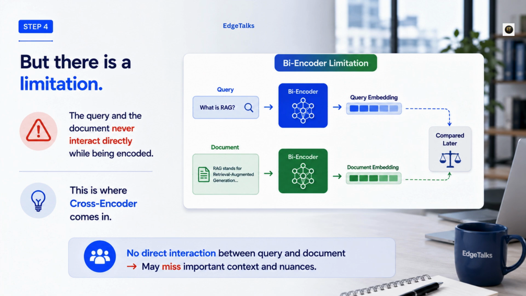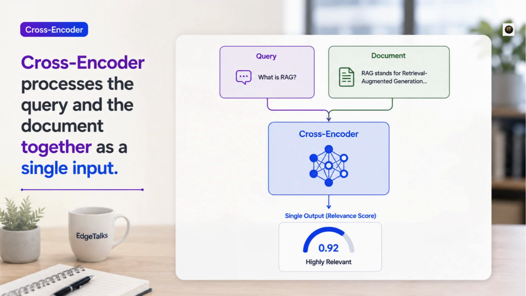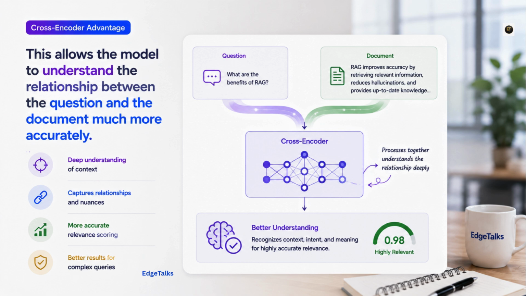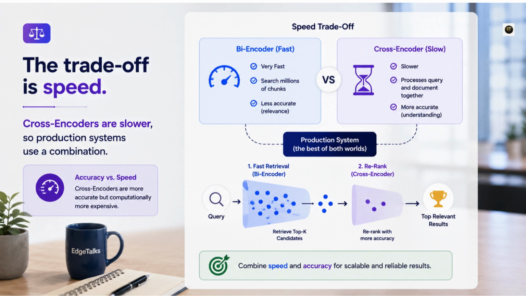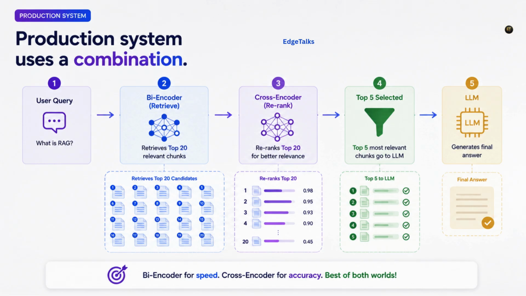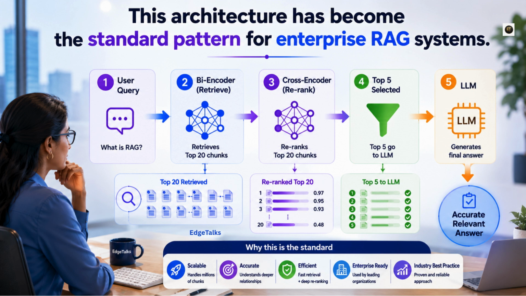This is where cross-encoders come in. A cross-encoder processes the query and the document together as a single input. This allows the model to understand the relationship between the question and the document much more accurately. But the trade-off is speed. Cross-encoders are slower, so production systems use a combination. Bi-encoders retrieve the top 20, cross-encoders re-rank those top 20. The top 5 then go to the LLM. This architecture has become the standard pattern for enterprise RAG systems.